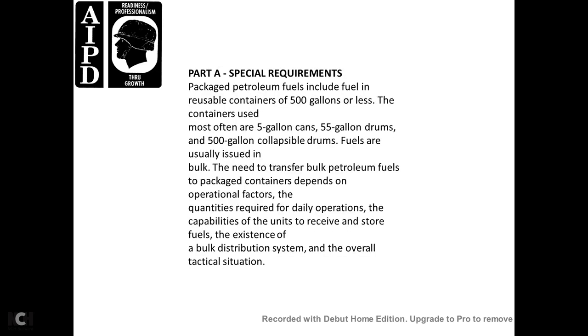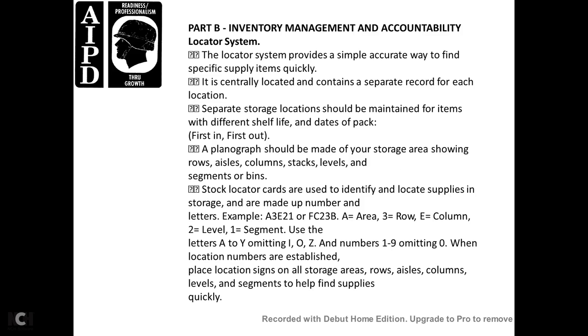Part A, special requirements for packaged petroleum fuel with the responsible container: the 500 gallon collapsible drums, the 5 gallon can, the 55 gallon drums. Fuels are either bulk, or need to be transferred from bulk petroleum fuel to the package container, depending on the operational function, the qualities required for the daily operation and capabilities of the unit, the receiver, the storage of the fuel with the existing fuel distribution system, and the overall tactical situation.